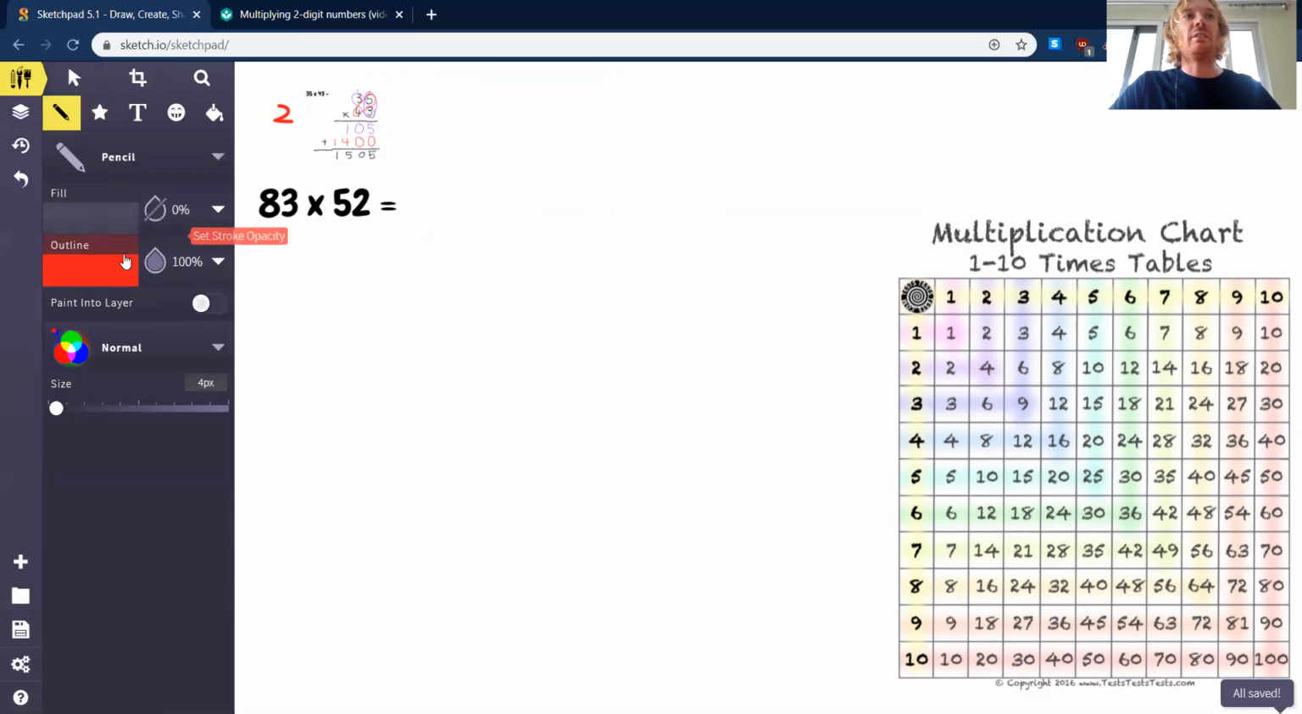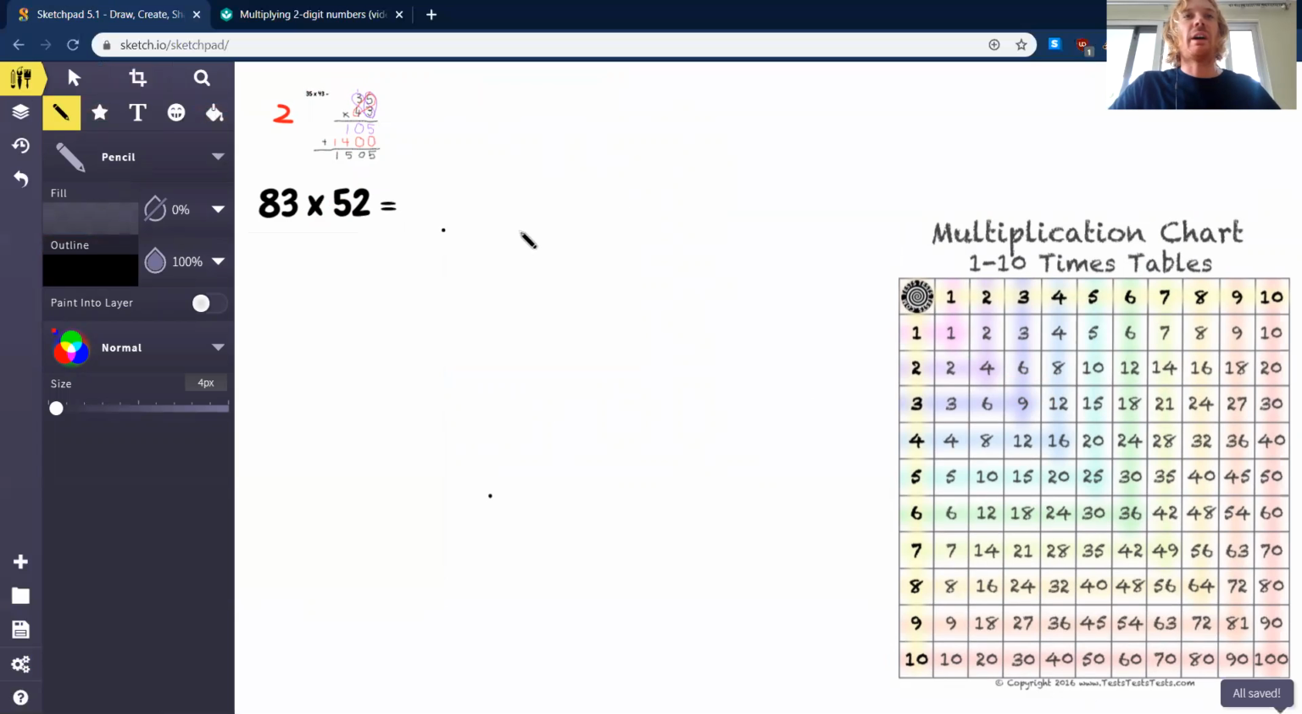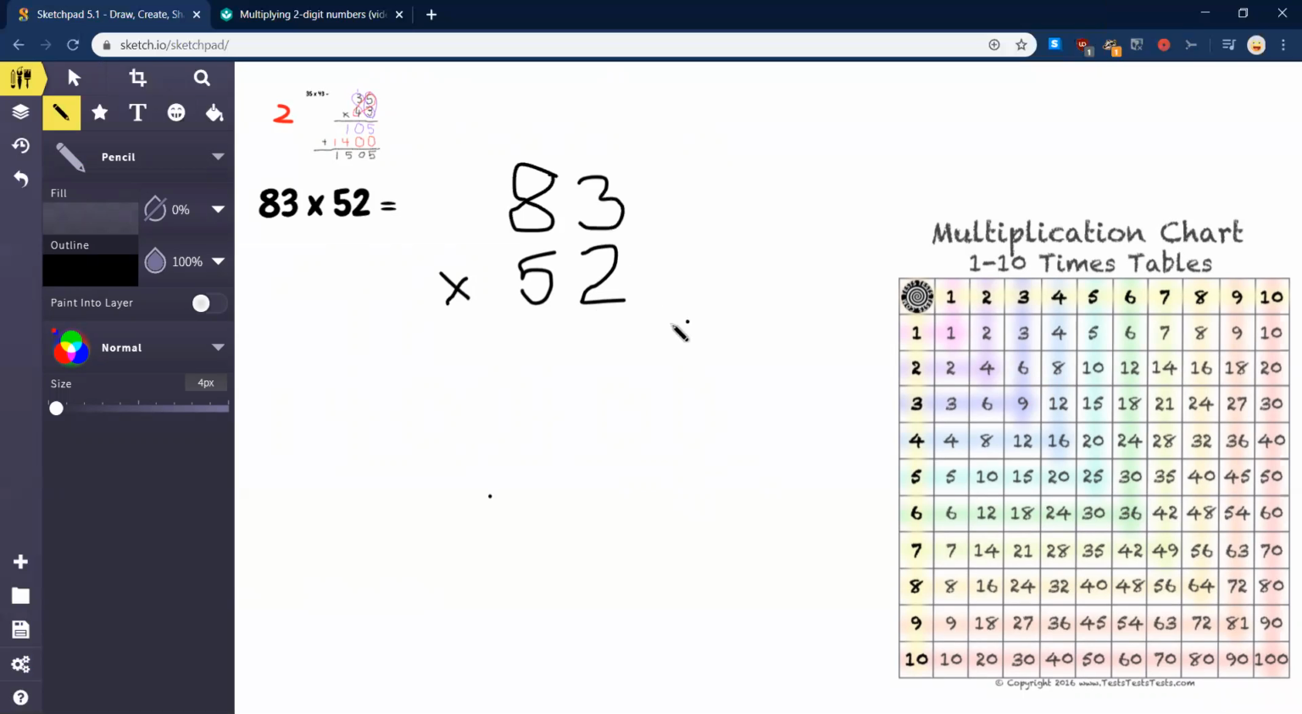So the first thing you need to do is write out 83 times 52. So give yourself lots of room. 83 times 52. That one line's a little bit wonky. Let's try that a little bit neater.